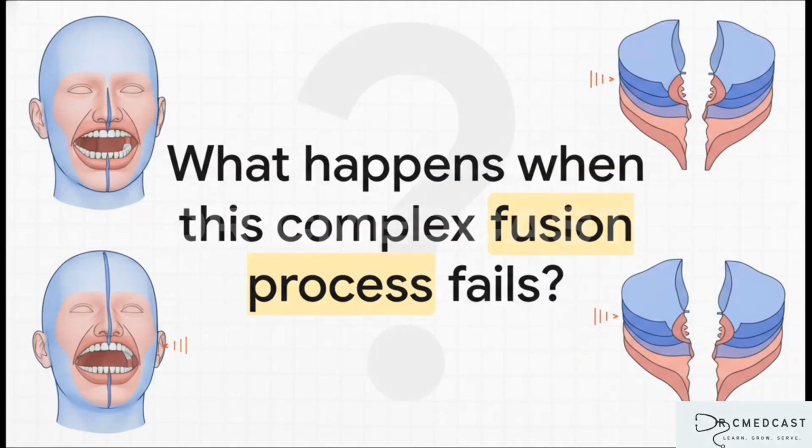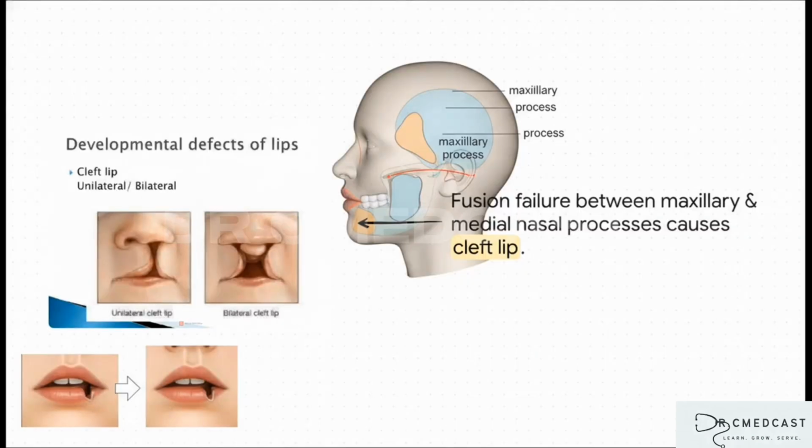So we've seen this really intricate process of fusion. And that just has to make you wonder, right? What's the clinical consequence when this complex process fails? What happens when those pieces just don't meet and merge the way they're supposed to? And here's your answer. When that fusion between the maxillary process and the medial nasal process fails, it leaves a gap. The result is a cleft lip.